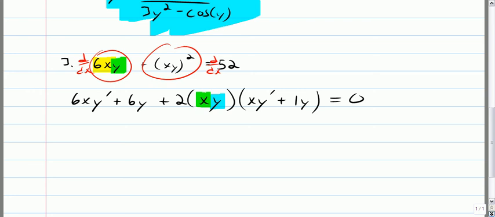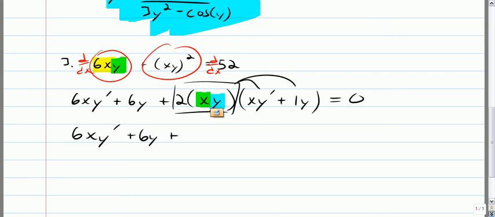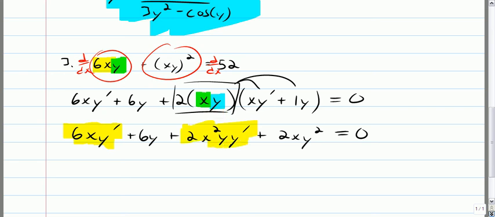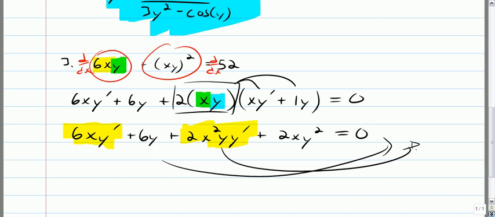So I'm looking for everything with y prime in it. I'm going to take this piece and distribute it to that and that. 6x y prime plus 6y plus 2, let's see, x squared y prime plus 2xy squared equals 0. My y prime pieces are there and there, so the other two are going to get bumped over to the other side. They are positive, so they will become negative.